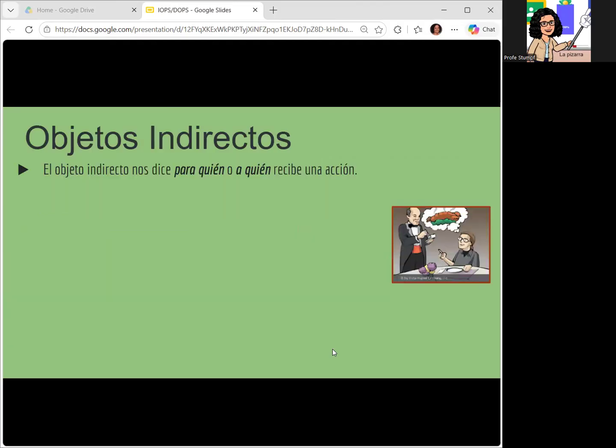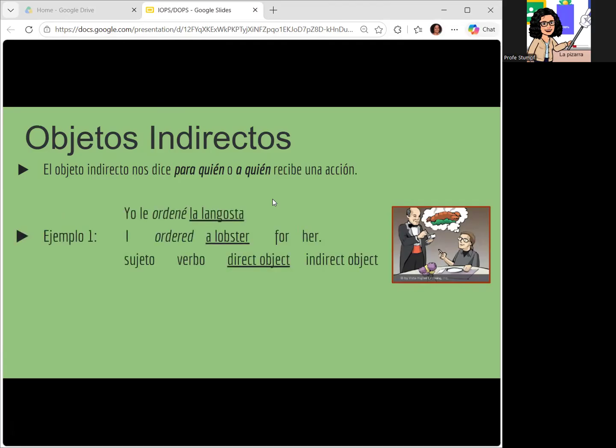So let's take a look at what indirect object pronouns do. Let's review. They usually answer the questions for whom or to whom, and they replace that person in the sentence that is receiving the action. So it's the receiver. So yo le ordené la langosta. I ordered the lobster for her. For her gets replaced by le.